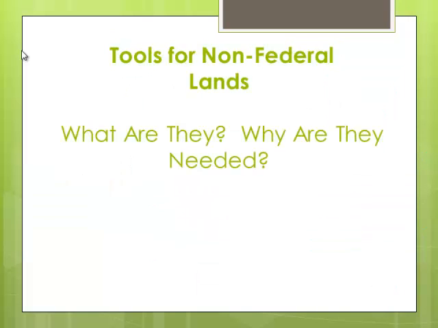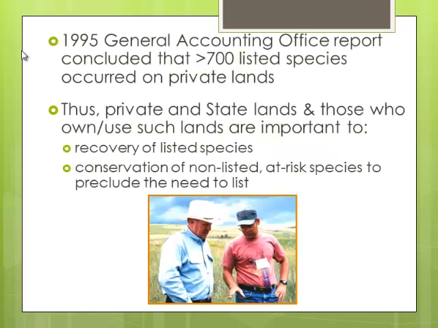So non-federal lands. The Endangered Species Act applies on federal, non-federal, private, state, tribal. What are the tools if you're not talking about federal land? We've actually realized over time, state, private, tribal lands are very, very important for the recovery of species. Many, many of our threatened and endangered species are on these lands that are not federally controlled. So we very much need to work with private landowners and tribes in order to get to recovery for these species.